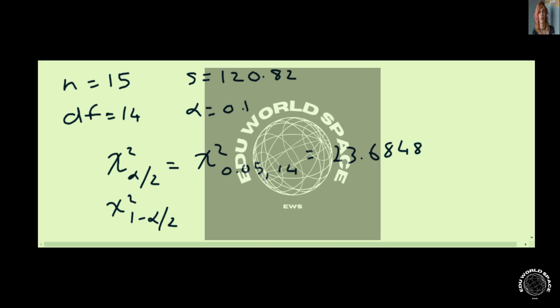Chi-square 1 minus alpha by 2 in our case would be chi-square 0.95 with degrees of freedom 14. Looking at the table, this value is 6.5706. Using these, you can now find the confidence interval for our population variance.